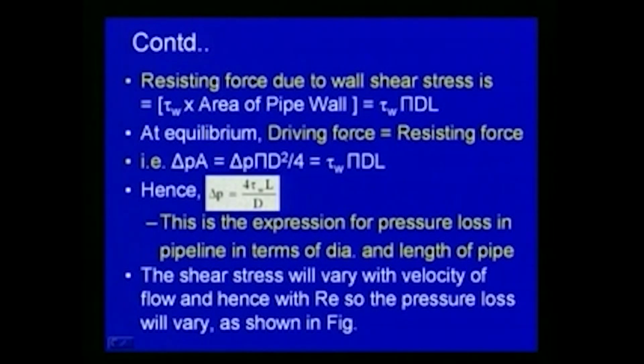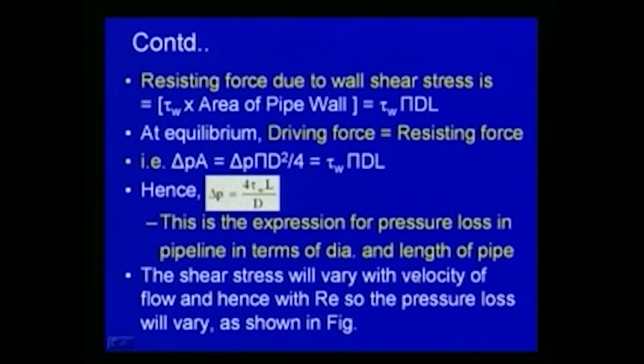So, at equilibrium, as we have seen, the driving force is equal to the resisting force. So, delta P into A is equal to delta P into pi d square by 4, that is equal to tau W into pi d L. So, finally, we can write delta P is equal to 4 into tau W into L by d. So, this is the expression for pressure loss in a pipeline in terms of diameter and length of the pipe. So, this we have already seen in the Hagen-Poiseuille equation earlier. So, that way here we get the pressure difference in terms of the wall shear stress.